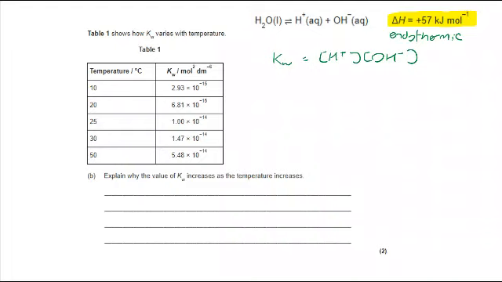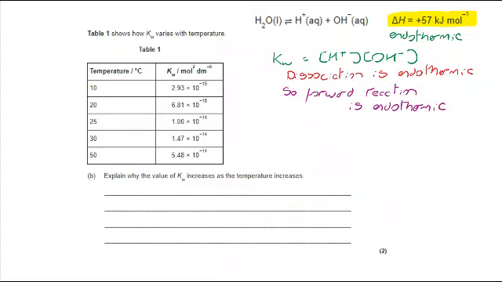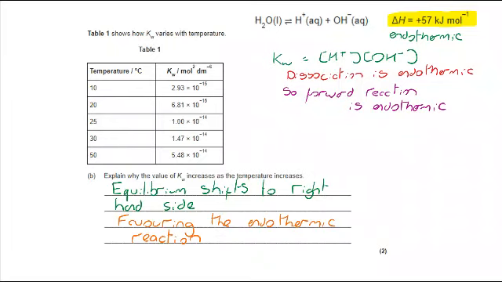If I take the expression Kw is H plus times OH minus, and we recognise that dissociation is endothermic, we know the forward reaction is endothermic, and that means the equilibrium will shift to the right-hand side as temperature increases. Now, that means we're favouring the endothermic reaction. So we've got the explanation top right and the answers we would write down here. But mathematically, you can see that Kw would go higher because greater dissociation would mean more H plus ions, more OH minus ions. You're multiplying together two higher concentrations, so you've got a higher Kw.